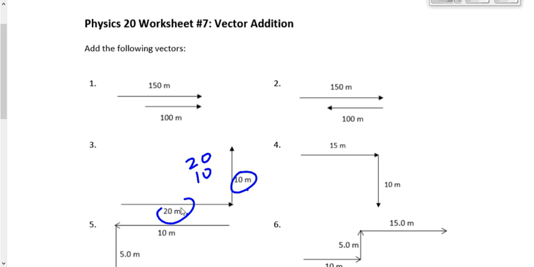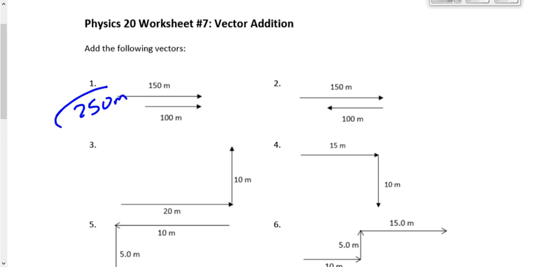We have to actually resolve those. We have to actually make a right-angled triangle and find the hypotenuse of that right-angled triangle. So we'll go through all these and make sure that you're on the right track for these. Question 1 and 2 are pretty straightforward, actually. We want to add these vectors together. The total vector here would be, what, just 250 meters.